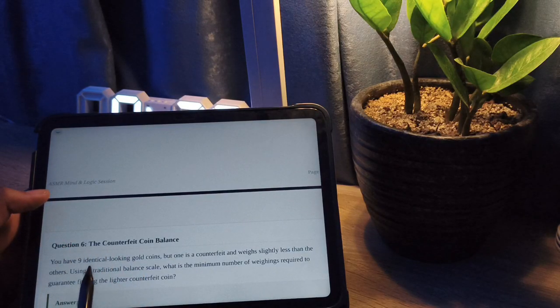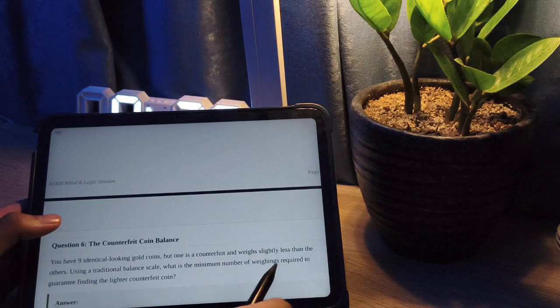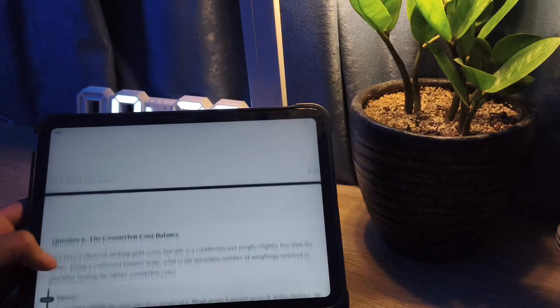You have 9 identical looking gold coins, but one is counterfeit. One is a counterfeit and weighs slightly less than the others. Using a traditional balance scale, what is the minimum number of weighings required to guarantee finding the counterfeit coin?